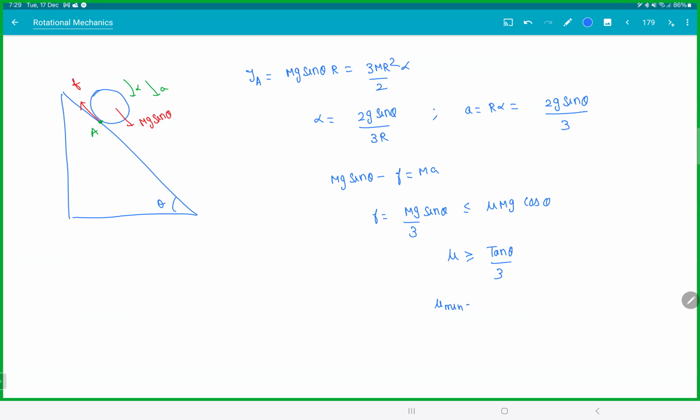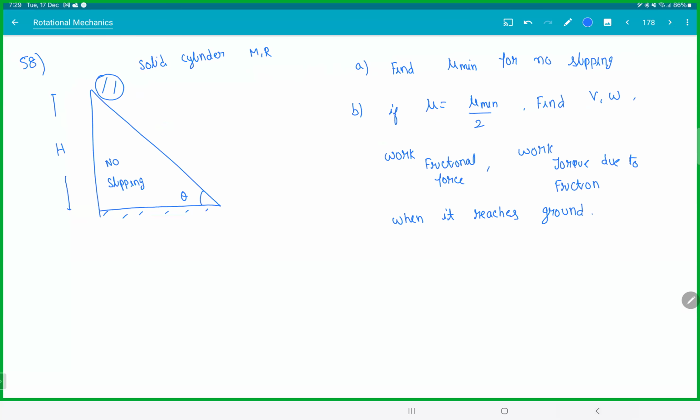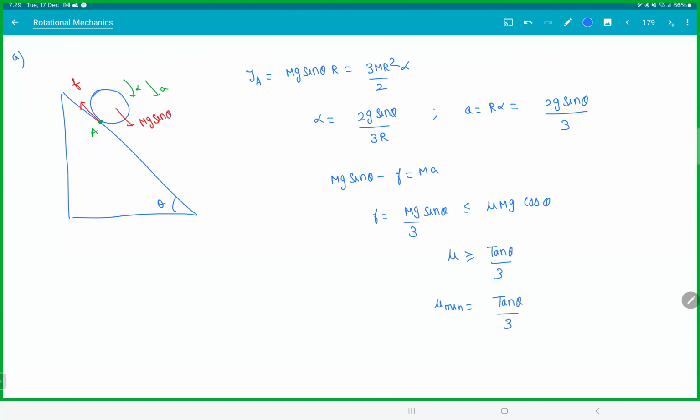Now you're saying you're giving half of this. So that means the body will start slipping, isn't it? If you give less than this, the body will slip. Right? Then comes the second question. Find V and omega when it reaches the ground. Find the work done by the frictional force. Find the work done by the frictional torque. Have a look at this page. Any doubts on this thing? This is how you find friction and mu.